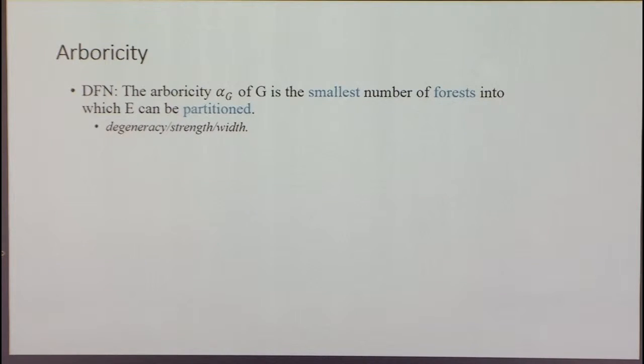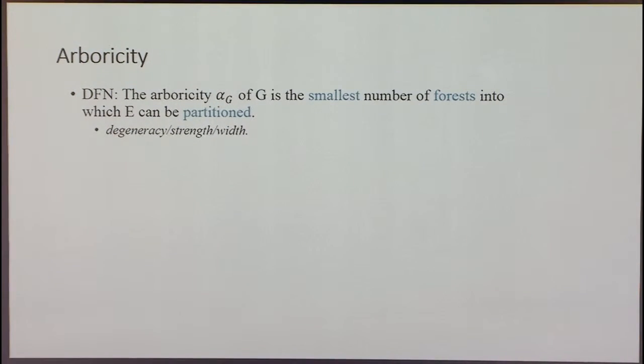A very natural term which is relevant to orientation problems is the arboricity of a graph. The arboricity of a graph is the smallest number of forests, spanning forests, into which the set of edges can be partitioned. It's also closely related to other sparsity measurements like the graph degeneracy, the strength, the width, and pseudo-arboricity as well. If you've seen any of these, they're basically all the same up to constant factors.